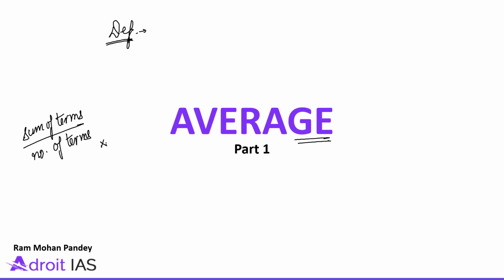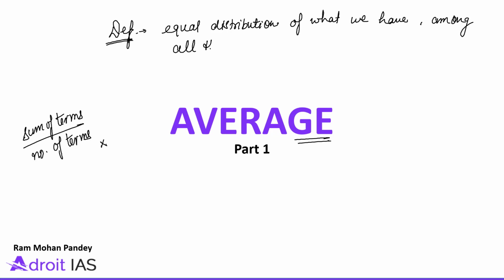Average means equal distribution of what we have among all the members of the group, right? This is what equal distribution of what we have among all the members of the group means.